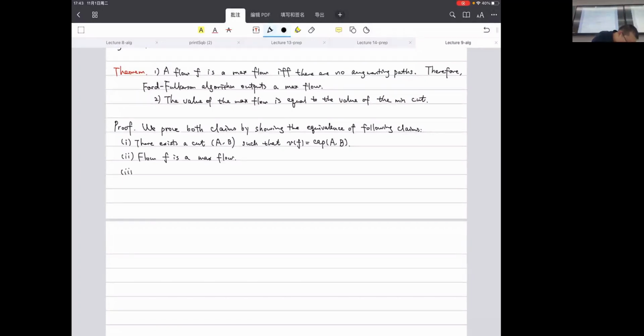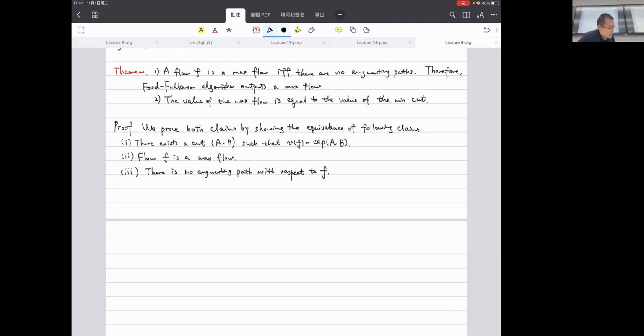And the third claim is that there is no augmenting path. So we are basically going to show the equivalence of these 3 claims.